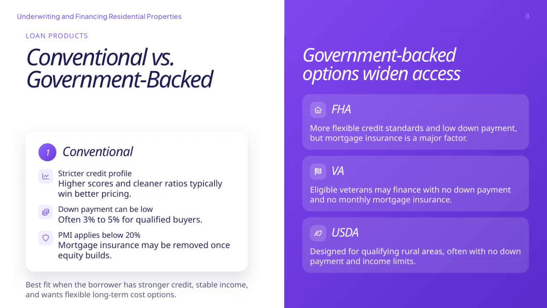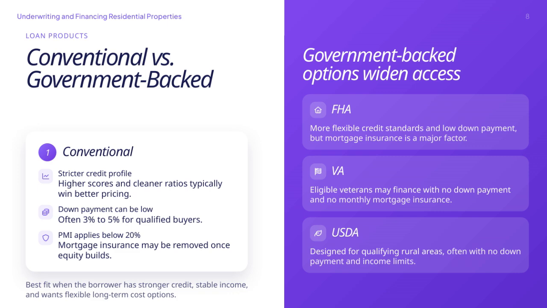On this slide, we're comparing two main types of loan products: conventional loans and government-backed loans. Starting with conventional loans, these typically require a stricter credit profile. Borrowers who have higher credit scores and cleaner financial ratios tend to get better pricing. Down payments often range from around 3% to 5% for qualified buyers.